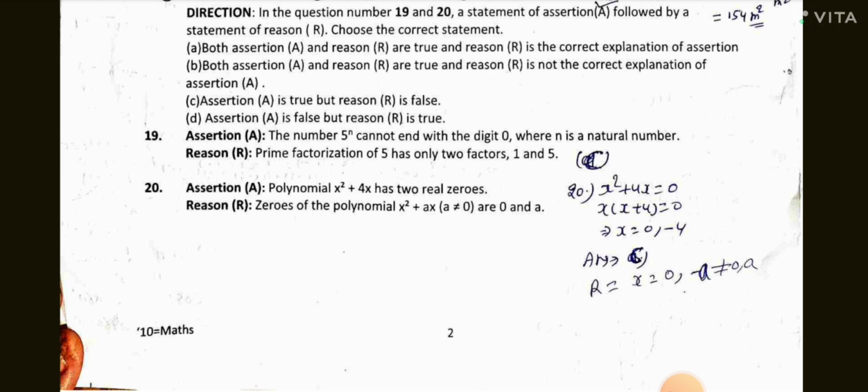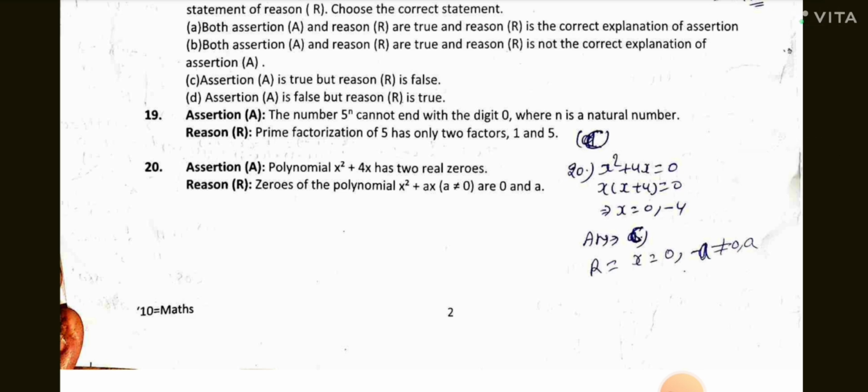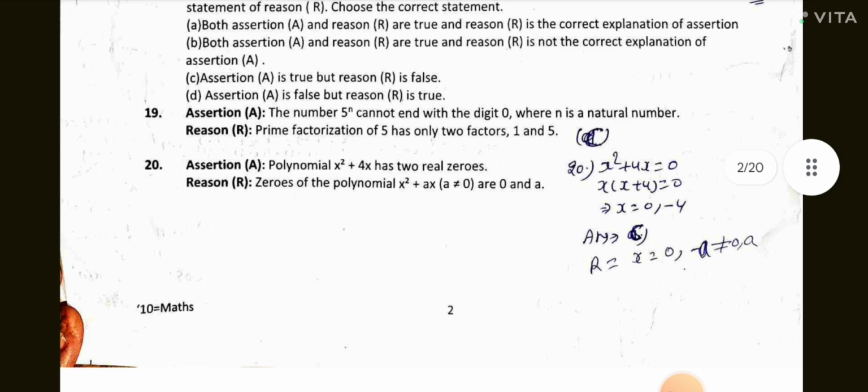Question 20. Polynomial x to the power 4 plus 4x has two real zeros. If we find the zeros of this polynomial, it will be 0 and the other minus 4. So it is a right statement. Reason: zeros of polynomial x square plus ax will be 0 or a, not one 0 and the other minus a. So it is a false reason. So option C: assertion is true but reason is false. So option C.